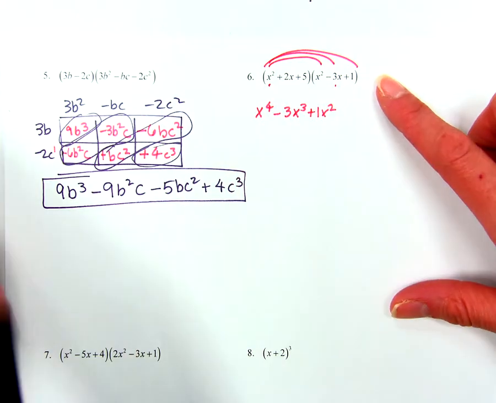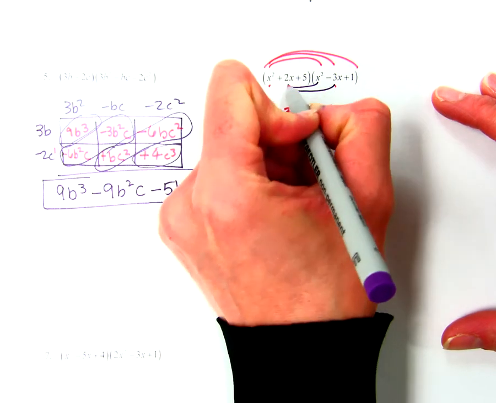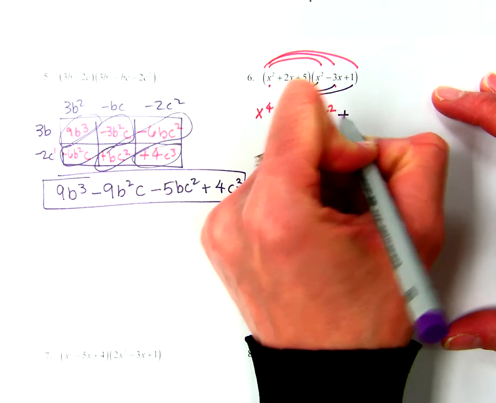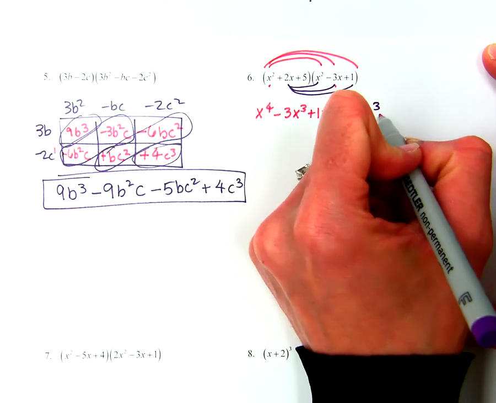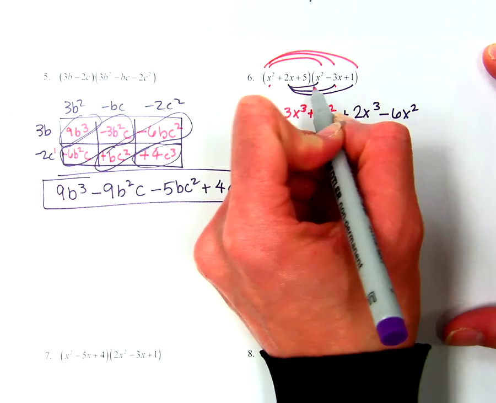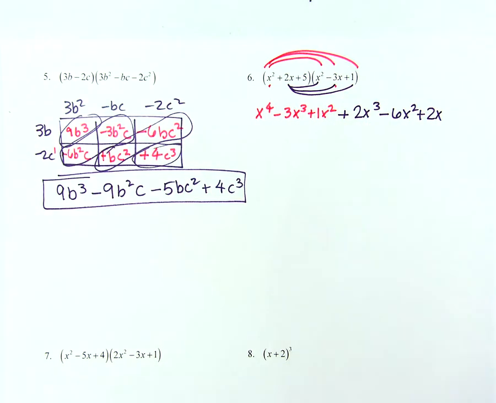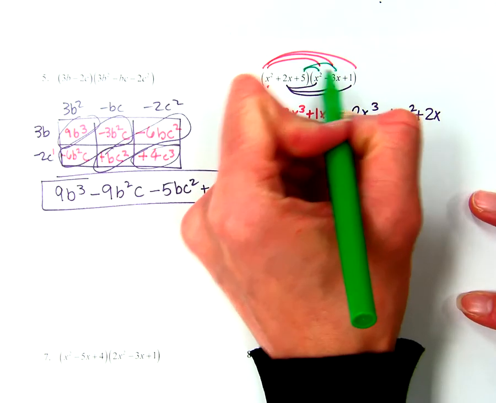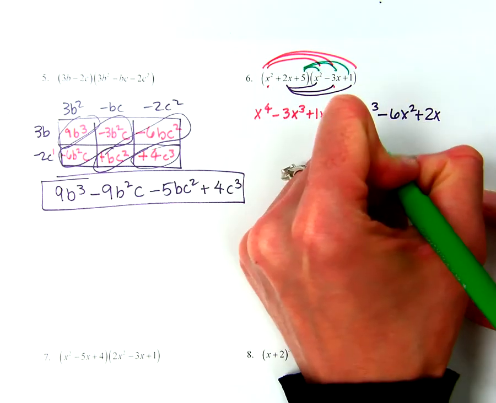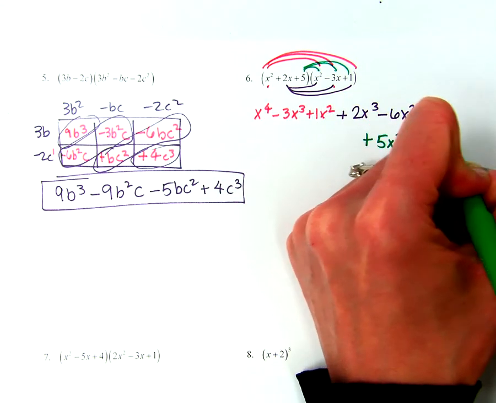All right, I'm going to use a different color so I can keep track. 2x times x squared, and then keep going. So that's 2x times x squared is 2x cubed. 2x times negative 3x is negative 6x squared, and 2x times 1 is plus 2x. All right, and then I'm going to switch to a third color. So we've got 5 times everything. So I'm just going to write over here 5x squared, negative 15x, and plus 5.